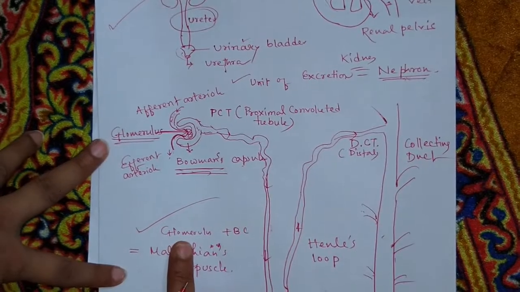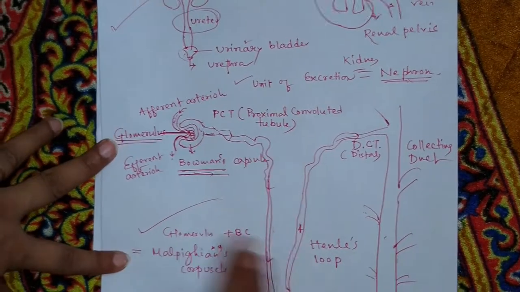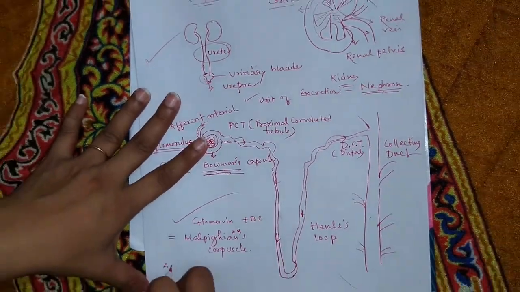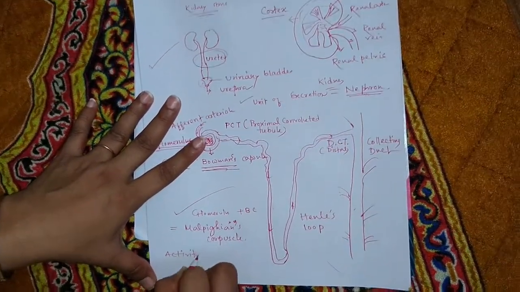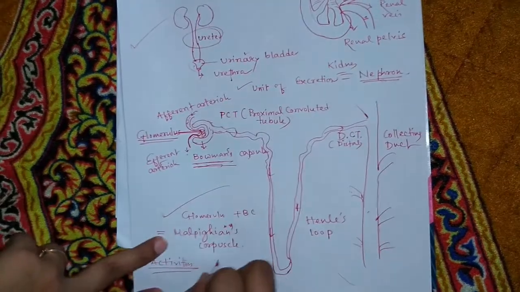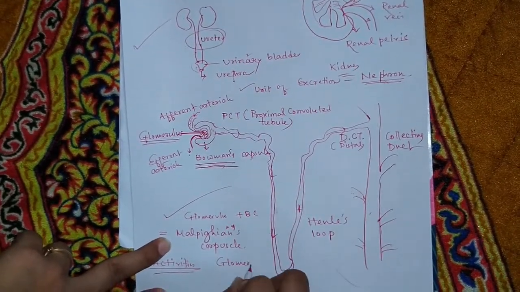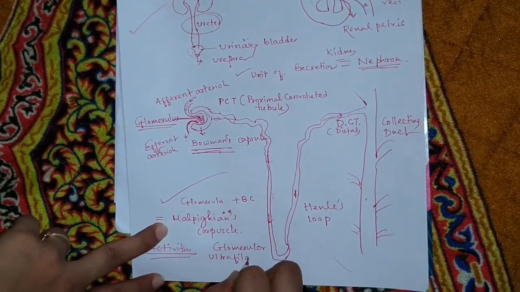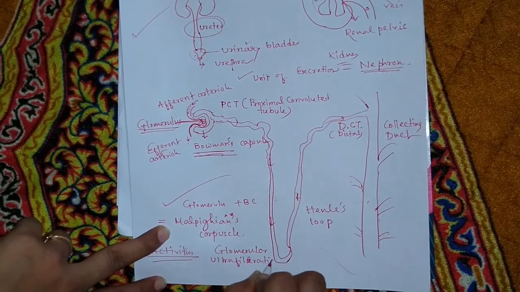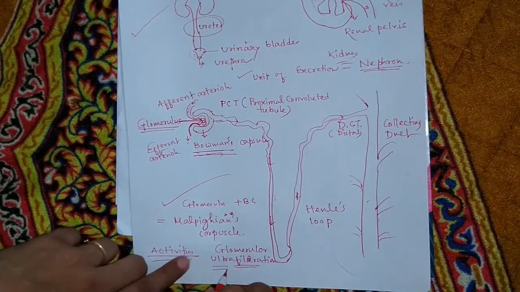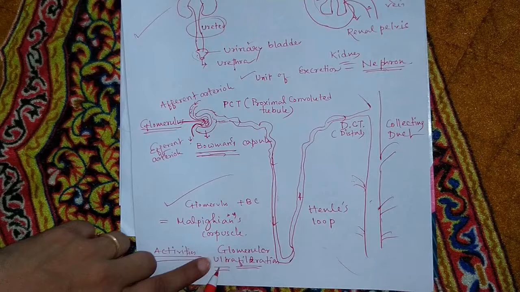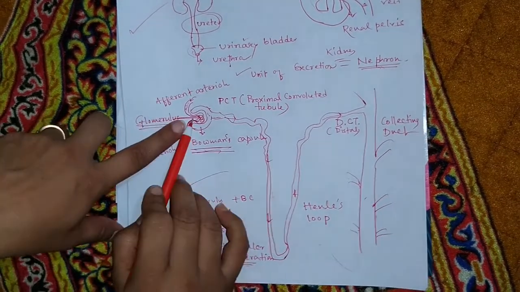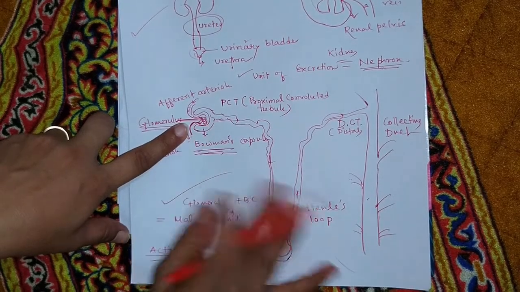Bowman's capsule and glomerulus. Every day, your nephron performs three main actions. So what are the activities? Glomerular ultrafiltration. Why ultrafiltration? Because it's not normal filtration. It is a very fine network, very fine filtration, through which all the things come here except plasma protein.